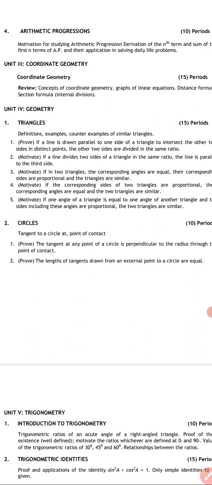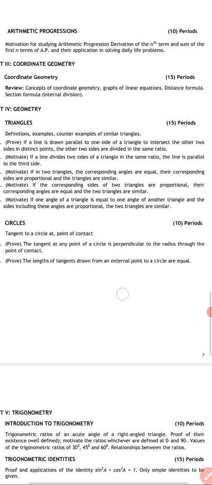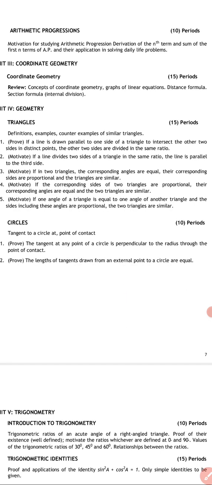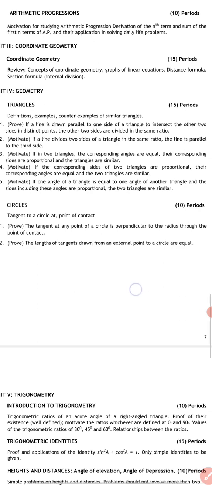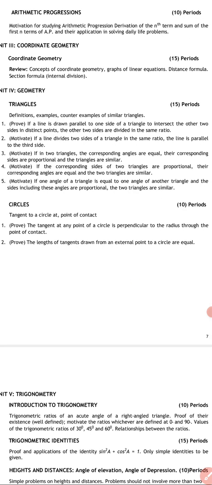Then we have to motivate some theorems. The first one is, if a line divides two sides of a triangle in the same ratio, the line is parallel to the third side. Next one, if in two triangles the corresponding angles are equal, their corresponding sides are proportional and the triangles are similar. Then next one, if the corresponding sides of two triangles are proportional, their corresponding angles are equal and the two triangles are similar.